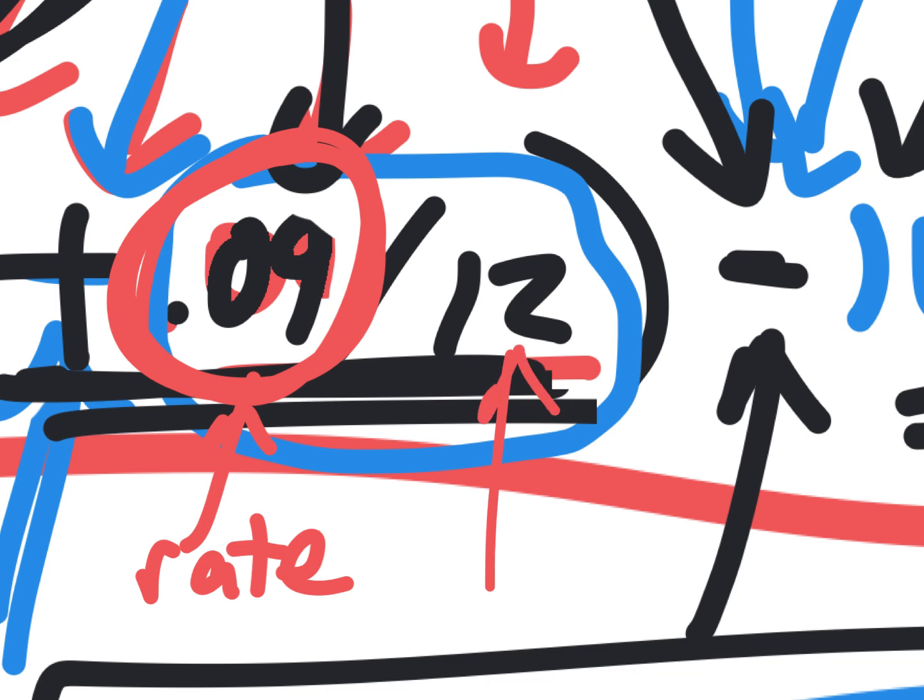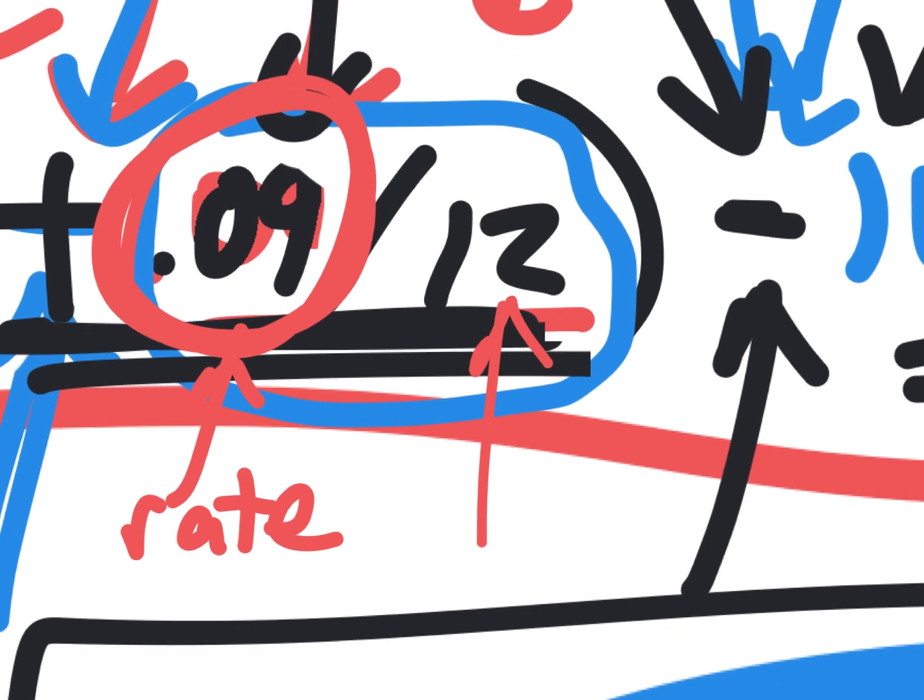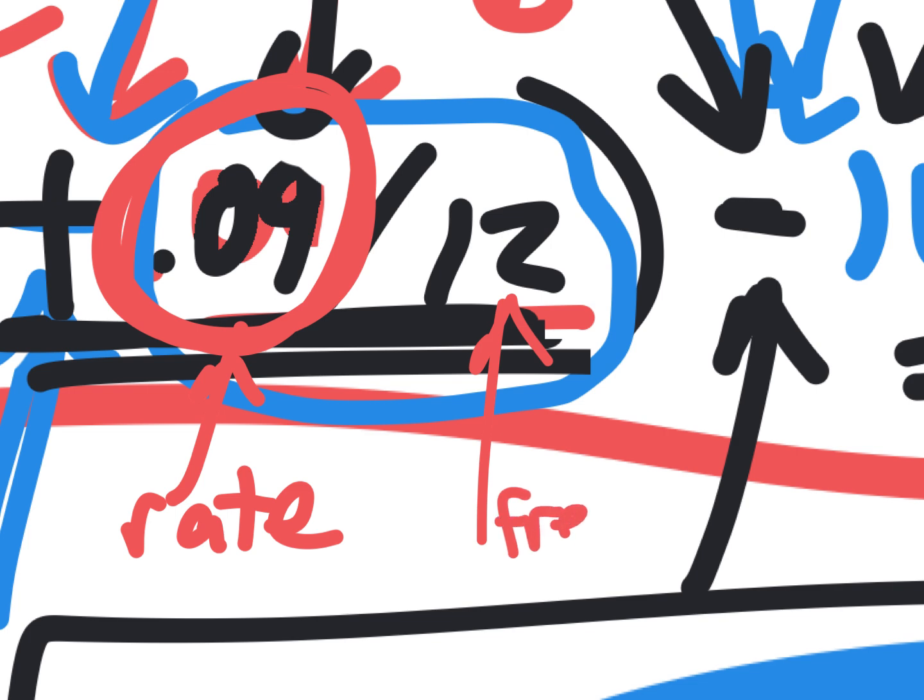This is the frequency. Remember I did it monthly? Because I said most things in the real world are monthly, 12 times a year. That's the frequency, F-R-E-Q. The frequency is 12 times a year.